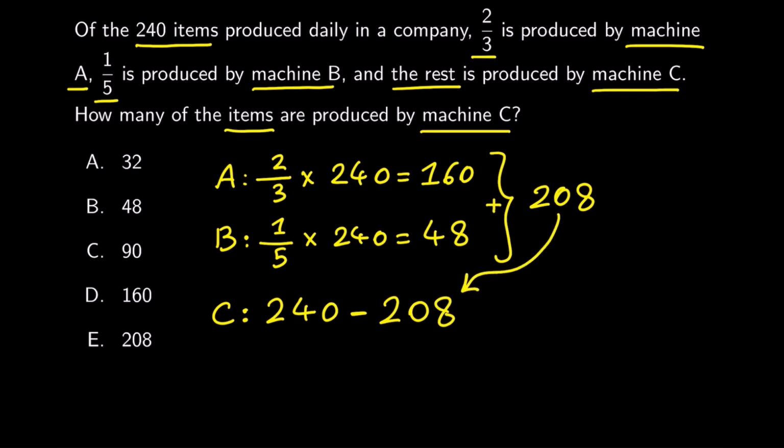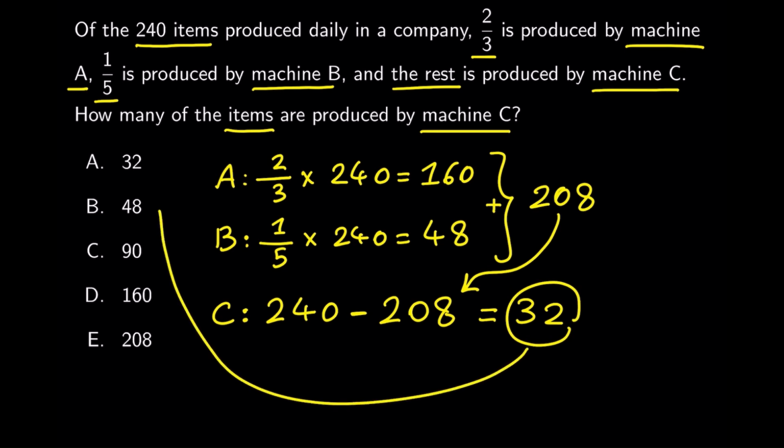And finally, we can find the production of machine C by calculating 240, the total production, minus 208. 208 was the combined production of A and B. So when we calculate 240 minus 208, we get 32, and that's it. The answer is A. Great.